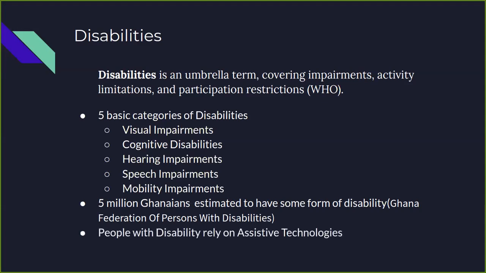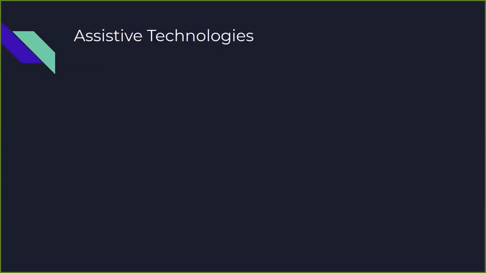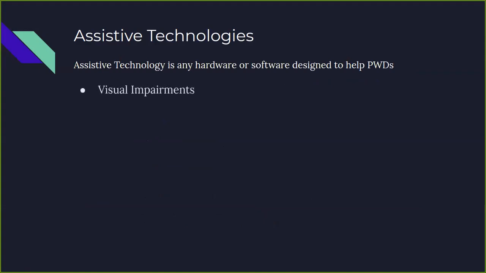And people with disability, such persons rely on something we call assistive technologies. Assistive technologies are simply any hardware or software designed to help persons with disabilities. So if you design any hardware system like a wheelchair, you are helping somebody with disability, and that becomes an assistive technology. If you design a software like the talkback feature on Android phones, where it reads the text on the screen back to the user, that is a form of assistive technology. So we will consider the various categories of disabilities and some assistive technologies they've been using to make their lives easier.